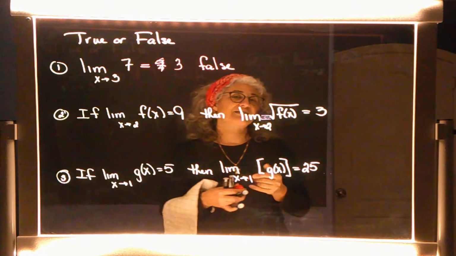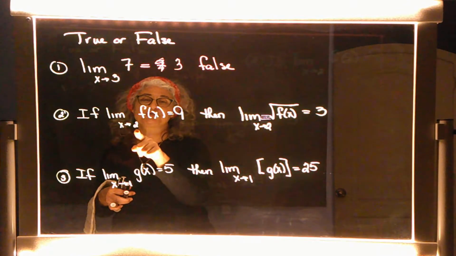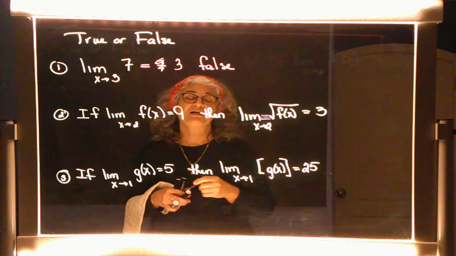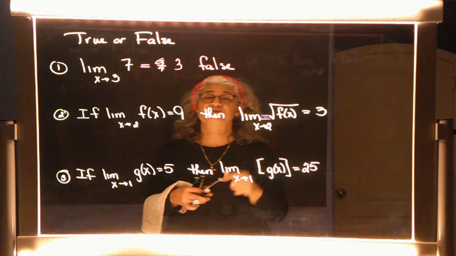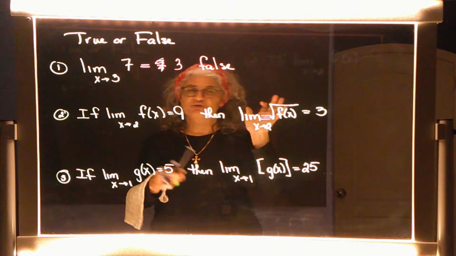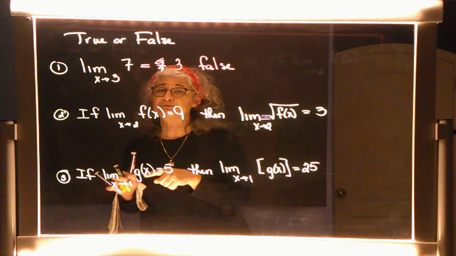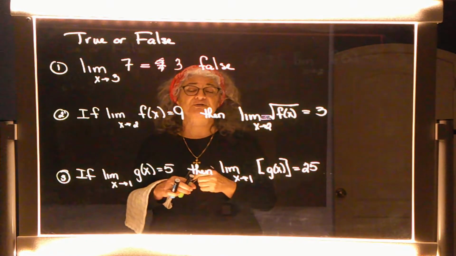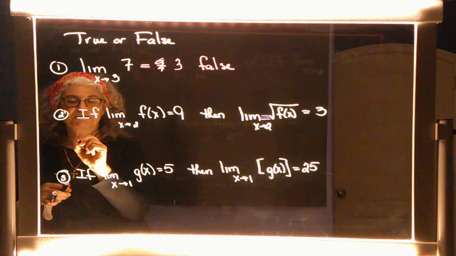Okay, so let's look at the second one. If the limit as x approaches 2 of the function is 9, then the limit as x approaches 2 of the square root of the function is 3. Again, don't answer. Don't say true or false. Don't answer because you've got to prove it. You've got to prove whether it's true or you've got to prove whether it's false. Are you with me?